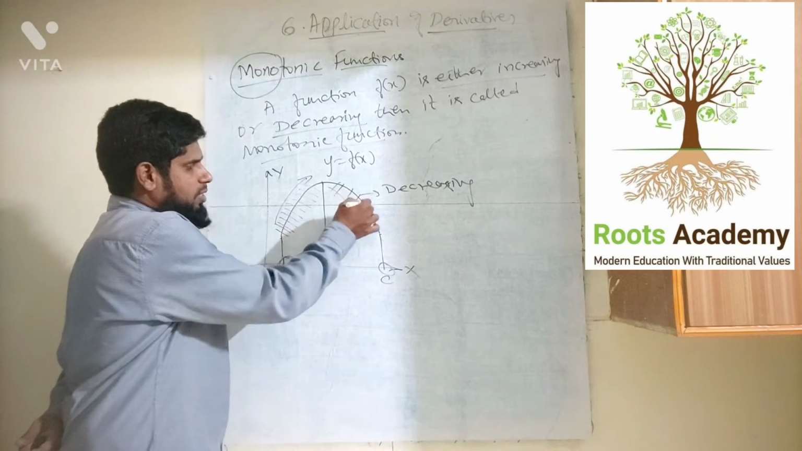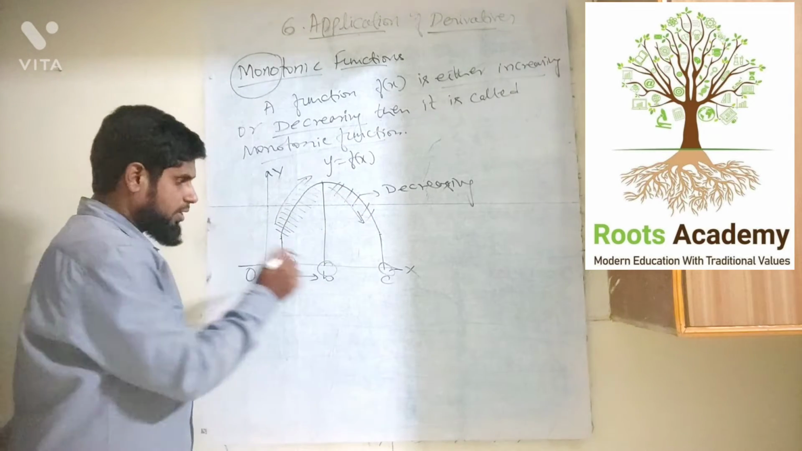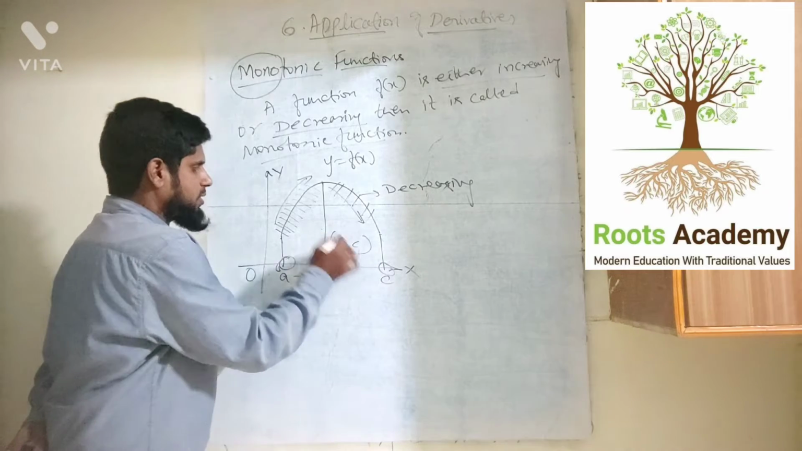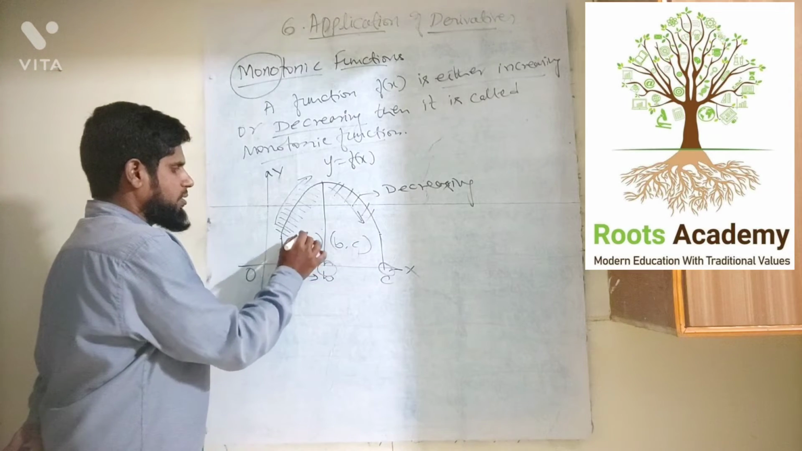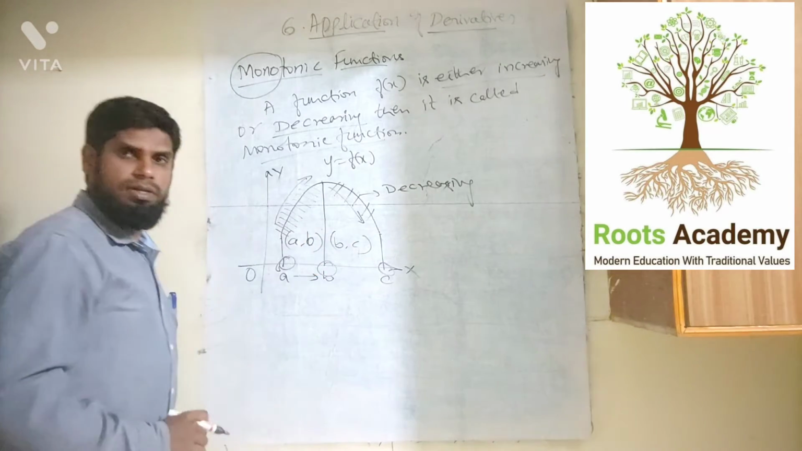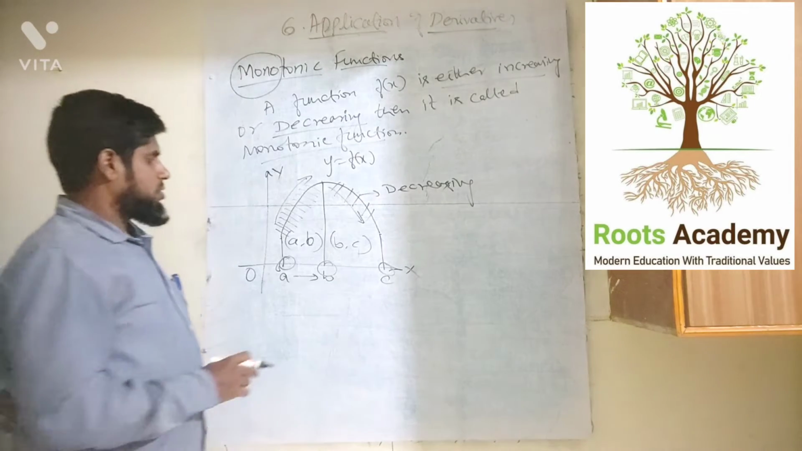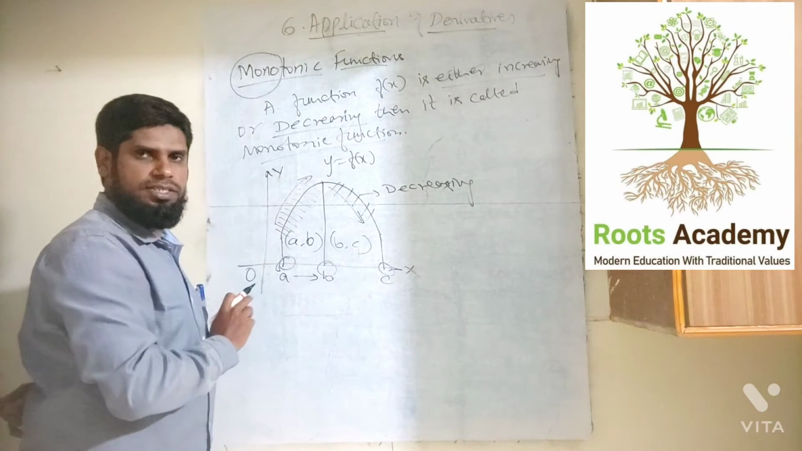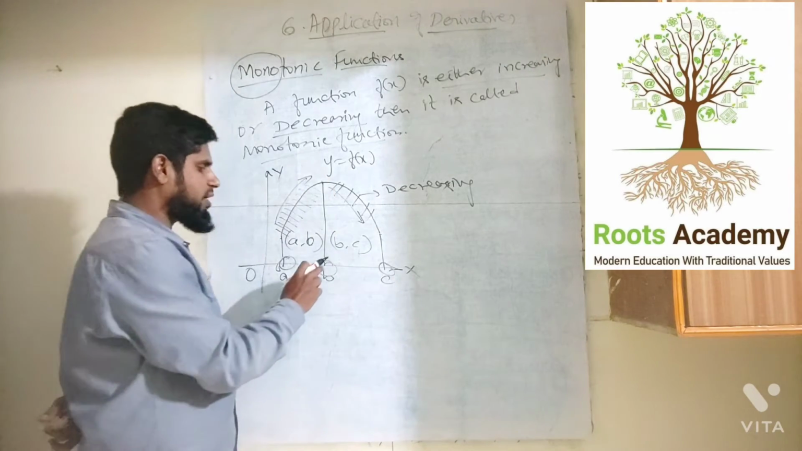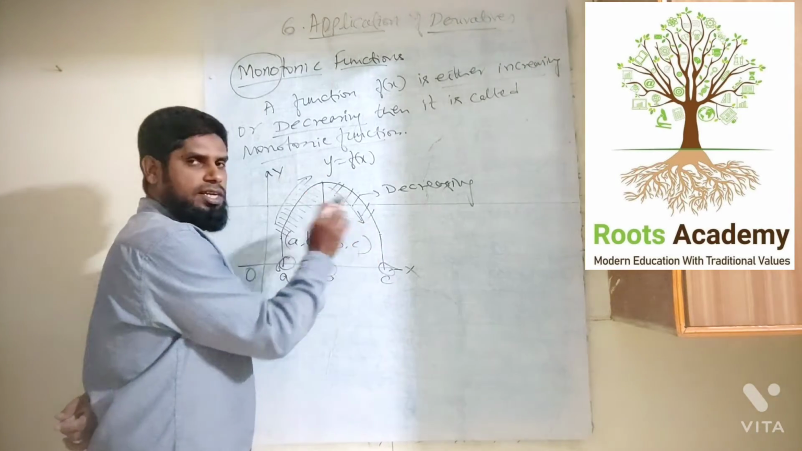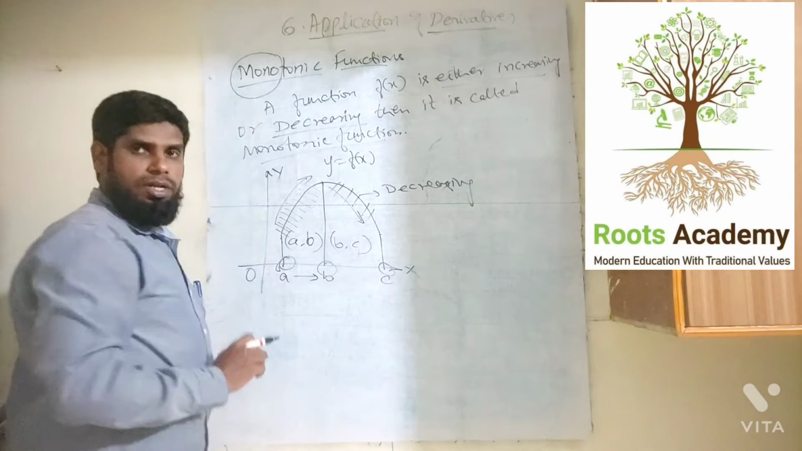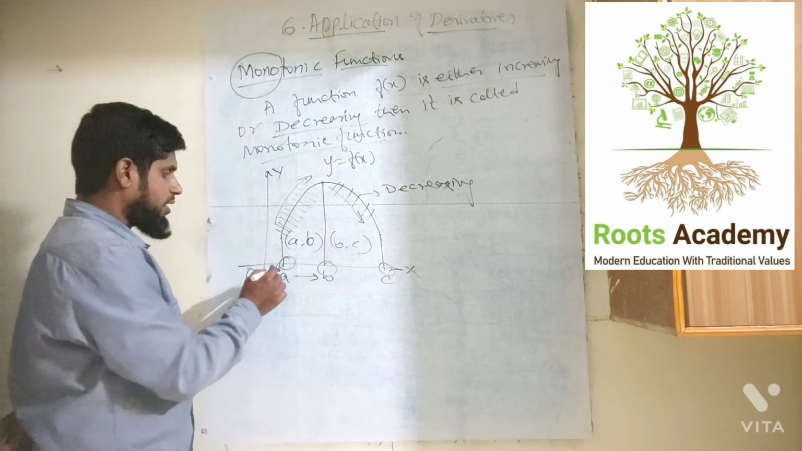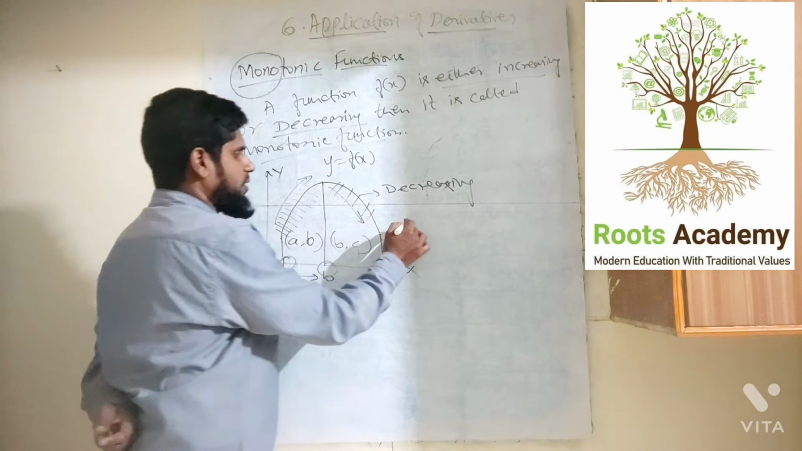You can see the values decrease here. In the interval, it is B comma C, and here it is in the interval A comma B. So in the interval A to B, the function is strictly increasing, and in the interval B to C, the function is strictly decreasing. Now, my question is, what happened in the interval A to C to the same function?